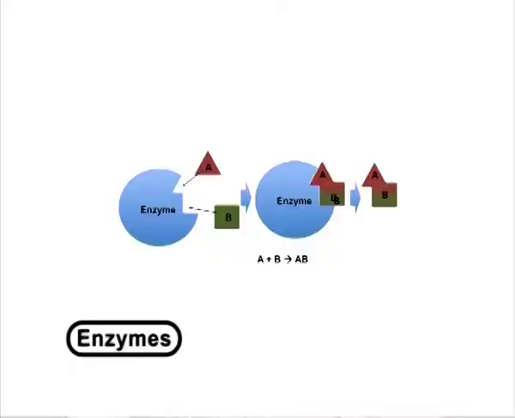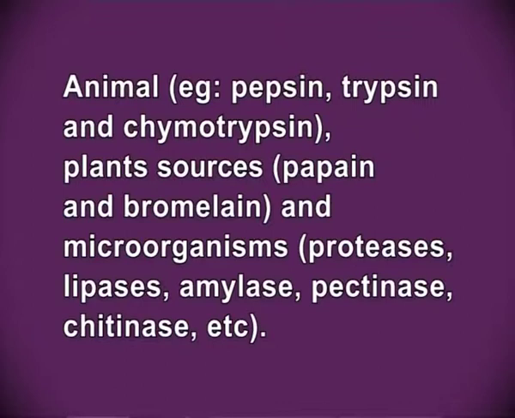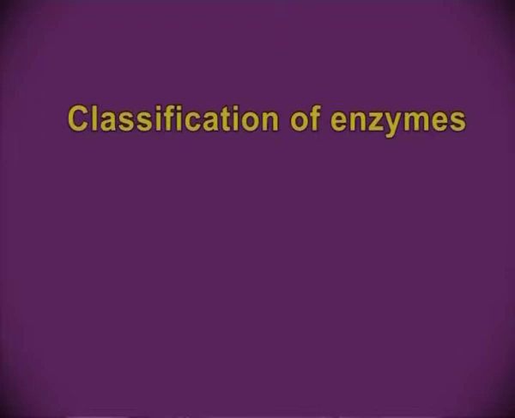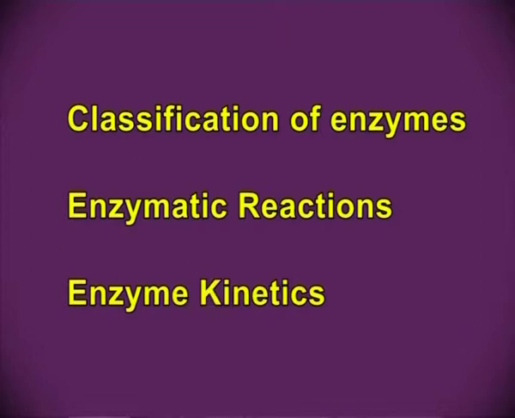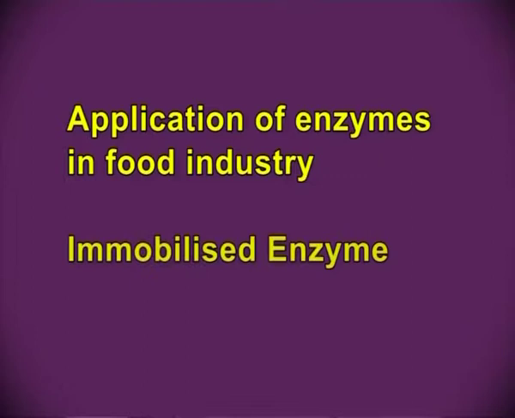Enzymes can be obtained from different sources such as animal, for example pepsin, trypsin and chymotrypsin, plant sources papain and bromelain, and microorganisms: proteases, lipases, amylase, pectinase, chitinase, etc. Enzymes are very highly specific for their substrates and are central to every biochemical process. We will be studying about enzymes under the following subsections: general characteristics of enzymes, classification of enzymes, enzymatic reactions, enzyme kinetics, applications of enzymes in food industry, and lastly the immobilized enzyme.